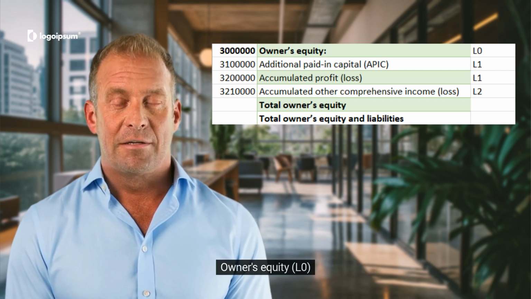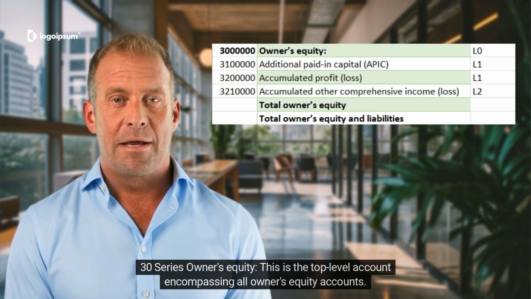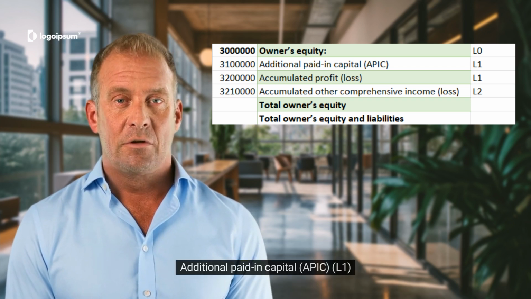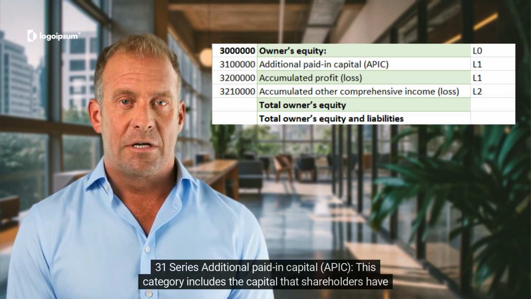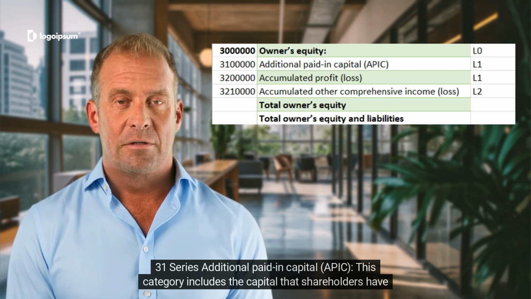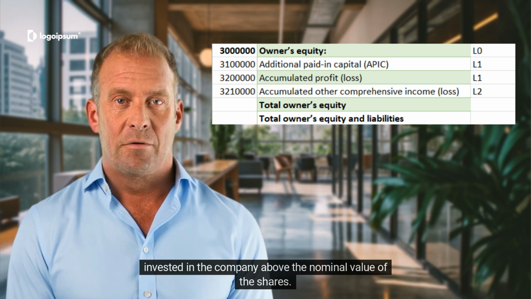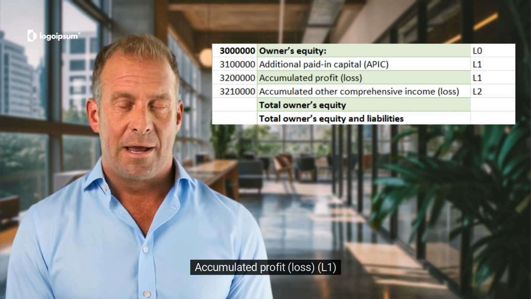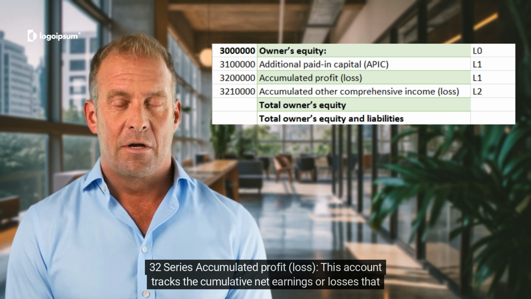Owner's equity, L0, 30 series: owner's equity. This is the top-level account encompassing all owner's equity accounts. 2. Additional paid-in capital, APIC, L1, 31 series: additional paid-in capital, APIC. This category includes the capital that shareholders have invested in the company above the nominal value of the shares. 3. Accumulated profit, loss, L1, 32 series: accumulated profit, loss.